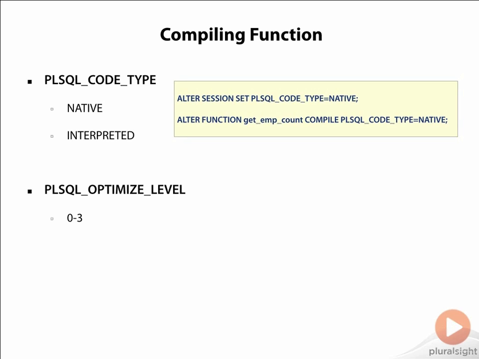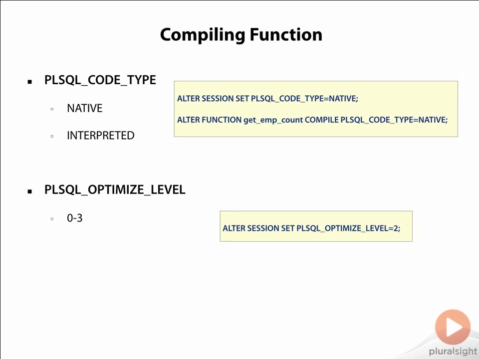PL/SQL optimize level is another parameter which can make the compiler work hard to optimize your code during the compilation process. For instance, avoiding unnecessary assignments and computations, inlining program calls, and other optimizations. The higher the level, the better it is, but I recommend keeping it at least at level 2. You can do it for your session by the command alter session set PLSQL_OPTIMIZE_LEVEL equal to 2.